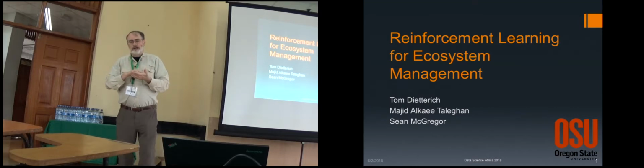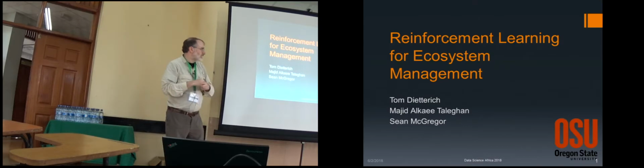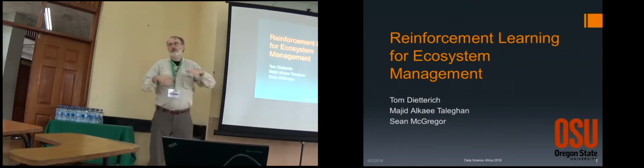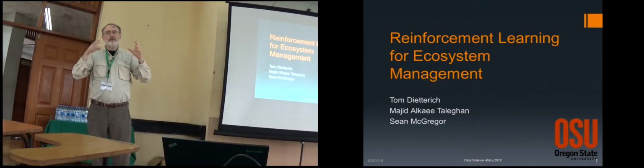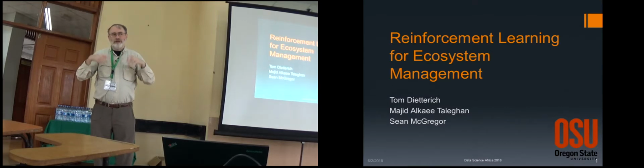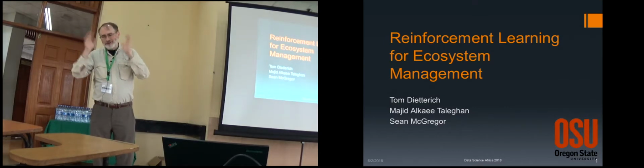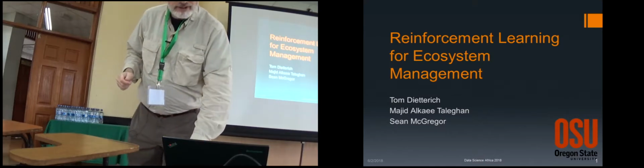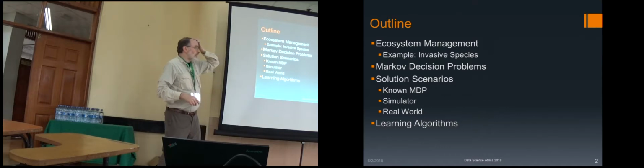The work I'm going to describe today was work on managing an invasive species in a river network in the United States, and was work with my former student, Majid Al-Qayyid-Talagan. I had another student, Sean McGregor, who worked with me on managing wildfires. It turns out there are many, many management problems in ecology and ecosystem management and many other things, I mean, self-driving cars, whatever, where you have these sequential decision-making tasks and you need to have some way of solving them.